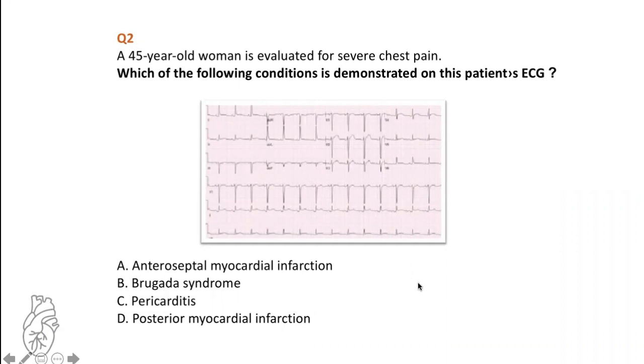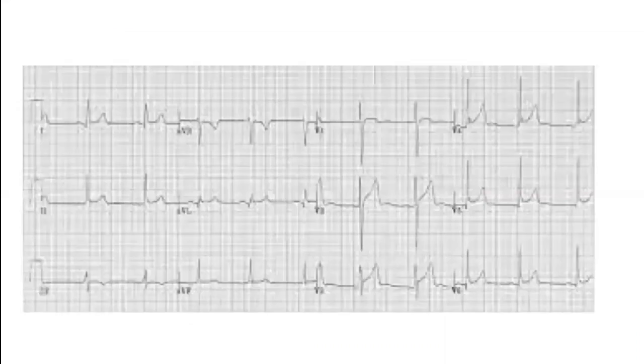Okay, I got another one, similar to that, though. This is much more obvious, I guess. What do you see here, guys? The most prominent things. Diffuse. You can see ST elevation, not just there, but over here as well. So pericarditis.